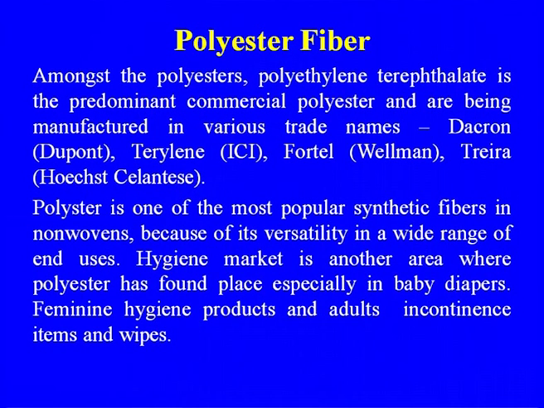Among the polyesters, polyethylene terephthalate is the predominant commercial polyester and is manufactured under various trade names. This polyester, polyethylene terephthalate, is known as Dacron, Terylene, or Trevira. Terylene and Dacron are the two famous trade names. DuPont has been the pioneer in the manufacture of synthetic fiber, whether it is nylon 6 or polyester.